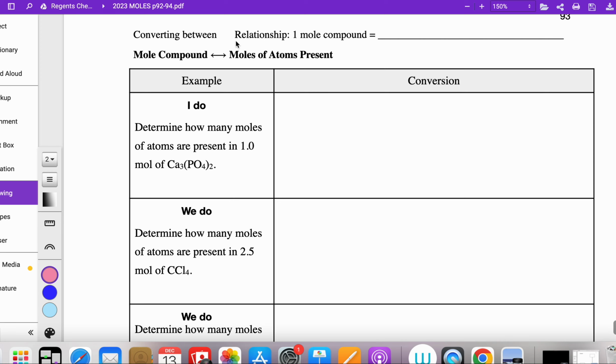93. And this time we're looking at, if we know the number of moles of a compound, then can we figure out the number of moles of each element present in that compound also? So this is a very similar process to page 92, except now we're working with the idea of mole. So 1 mole of a compound equates to each of the elements present in it. So we simply look at the element's subscript.